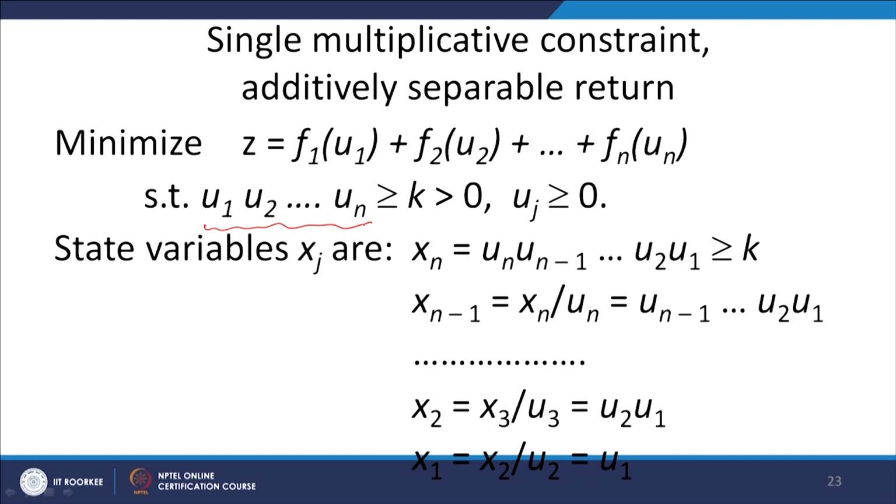and for this reason we have to define the state variables in a slightly different fashion. So, the state variables xj can be defined like this: xn is equal to un times un minus 1 ... u2 u1, greater than or equal to k. Similarly, xn minus 1 is equal to xn by un, that is un minus 1 up to u2 u1, and finally x2 and x1 just as the way we have defined previously.